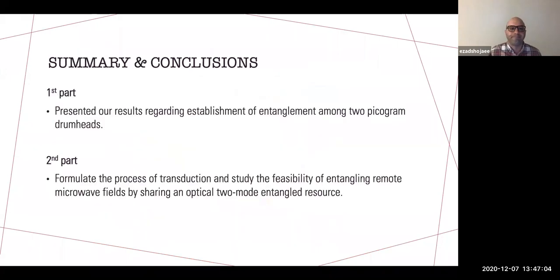So just to summarize, in the first part, I presented our results regarding the establishment of entanglement between two macroscopic mechanical objects. And in the second part, I formulated the process of transduction and studied the feasibility of entangling two remote microwave fields by sharing an optical two-mode entangled state. And with that, thank you.